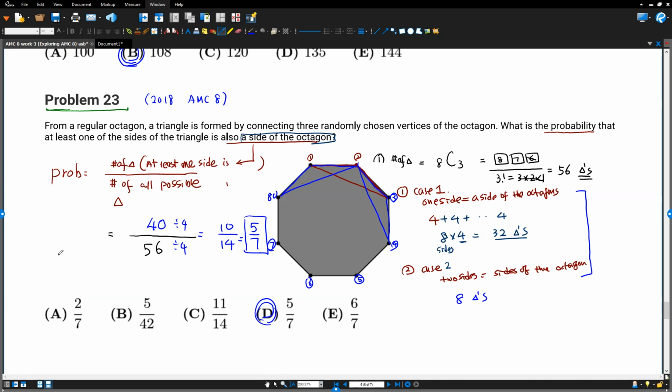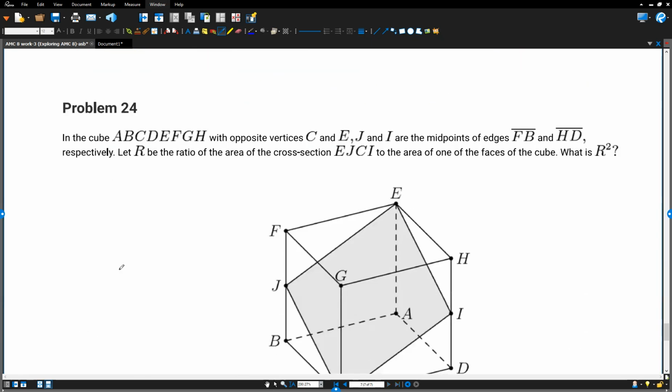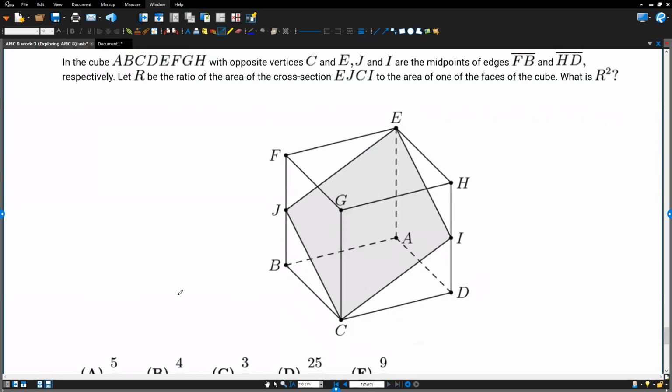A good solution for students to understand this, okay? Right. Maybe we try it next year. That is number 23, okay? All right, now move on to number 24 over here.